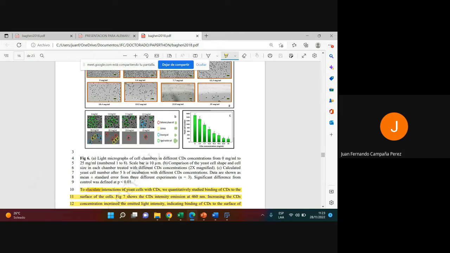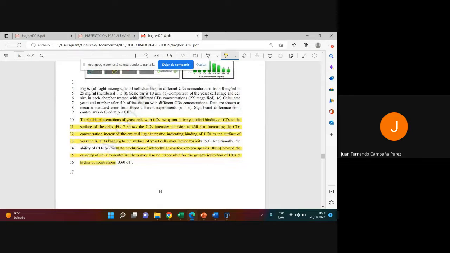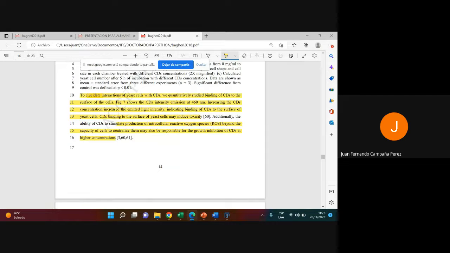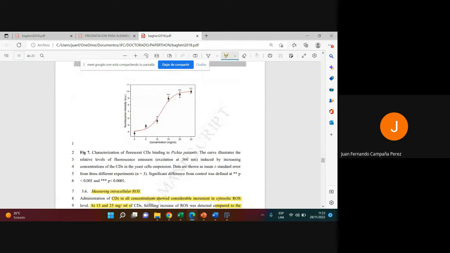And to see the interactions of yeast cells with these carbon dots, they studied the binding of these carbon dots to the surface of the cells. And in figure 7, this one, it shows the carbon dots emission intensity at 406 nanometers, and increasing the carbon dots concentration also increases the emitted light intensity, indicating the binding of these carbon dots to the surface of the yeast cells.